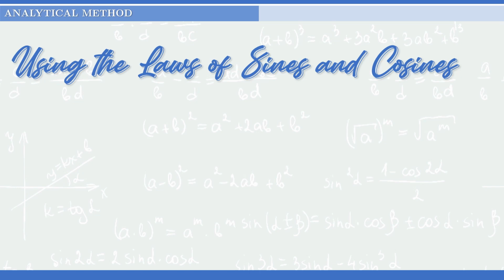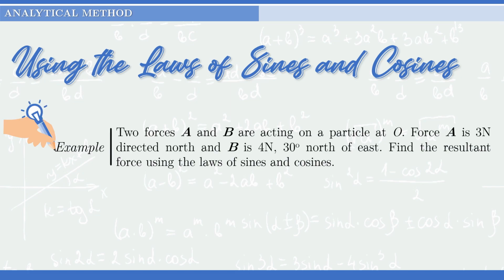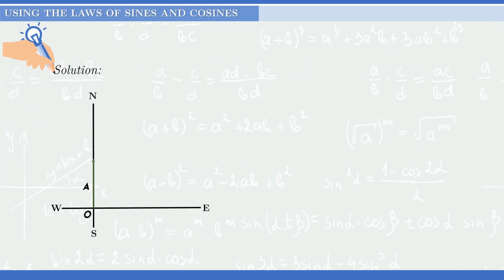To further understand, we have our first example. Two forces A and B are acting on a particle at O. Force A is 3 Newton directed north, and force B is 4 Newton 30 degrees north of east. Find the resultant force using the laws of sines and cosines. To solve this problem, we have force A directed north and force B 30 degrees north of east, with an included angle of 120 degrees obtained from adding 90 degrees and 30 degrees.